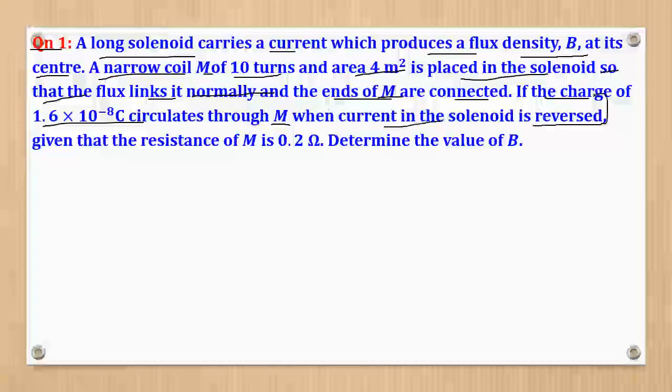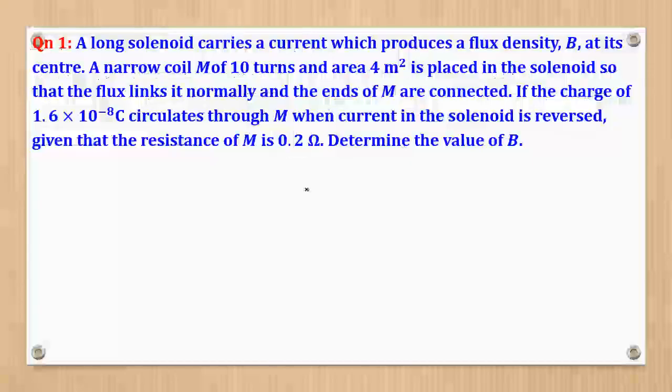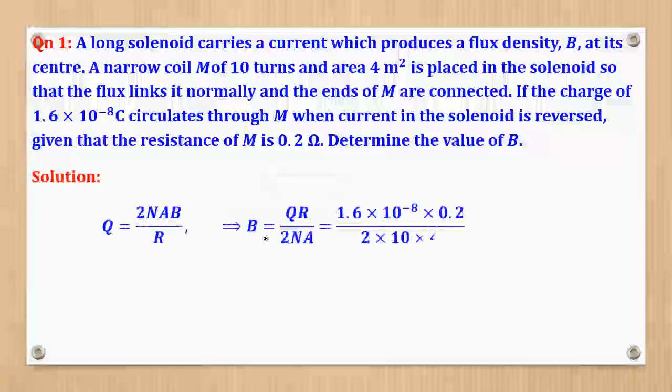Do you see this word? Reversed. Given that the resistance of M is this, determine the value of B. So reversed means a complete change of field through 180 degrees. For example, if it was moving in this direction and reverse current, it goes in the other direction. That is a change of 180 degrees. Therefore, the charge will be now 2NAB over R, which is make B the subject to come up with the value they wanted.